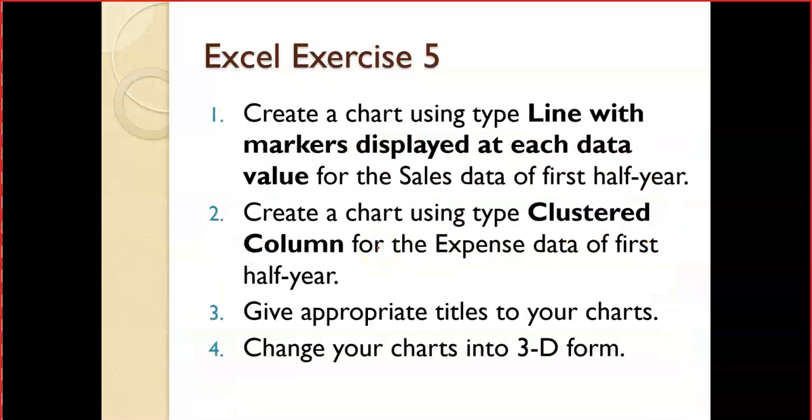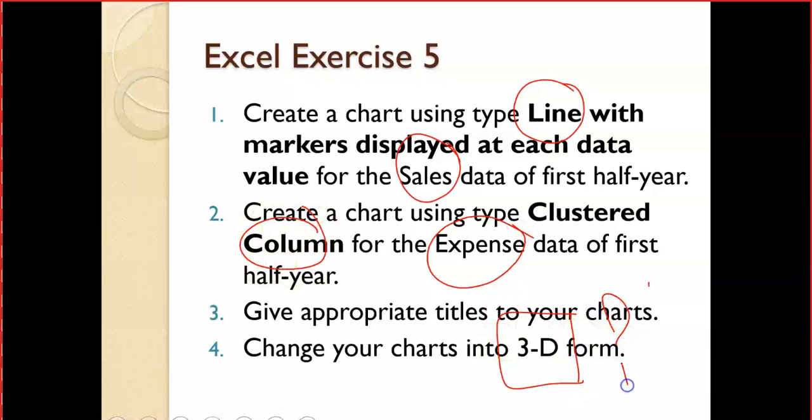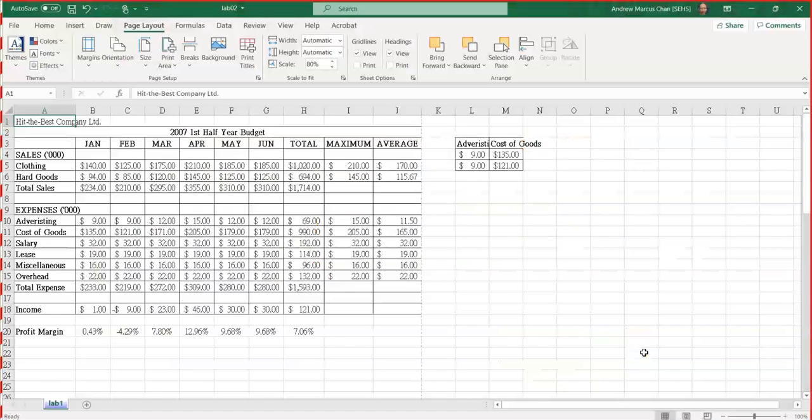Now let's try the final exercise. The final exercise is about charting. Today we're going to do two charts. One is on sales, it's a line. Another one is on expense, it's in column. After that, we investigate whether they have the 3D form or not. That's something we have to do. All right. So let's go back here in Excel.